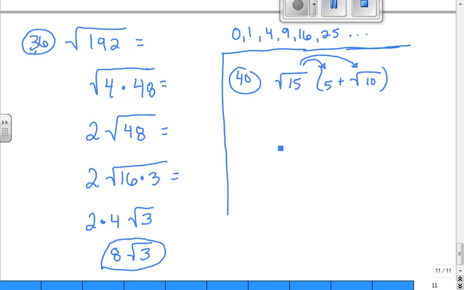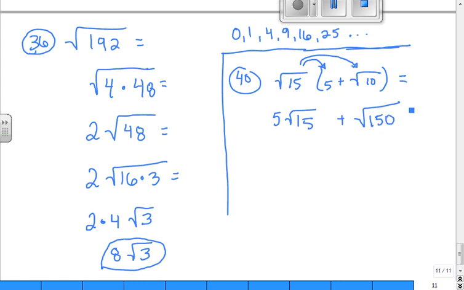Now, if something's on the inside of a radical, it stays. If something's on the outside, it stays. So the 5 is on the outside, so it stays on the outside. The 15 stays on the inside. Plus, these are both on the inside, so they stay on the inside. 15 times 10 is 150.